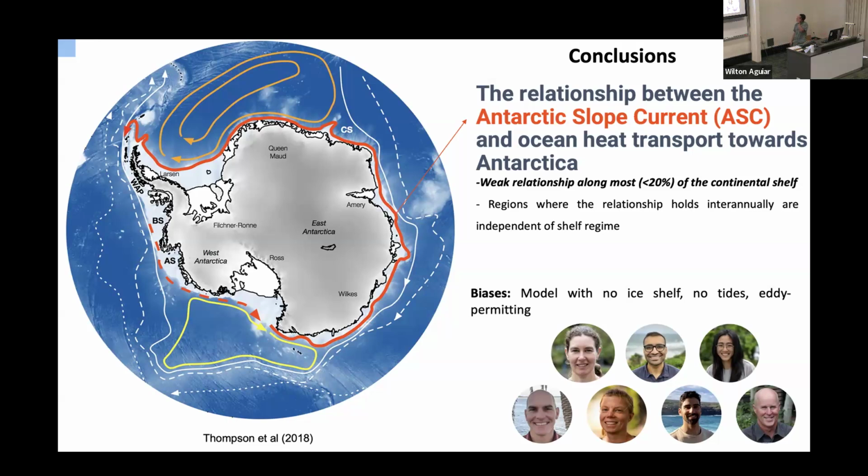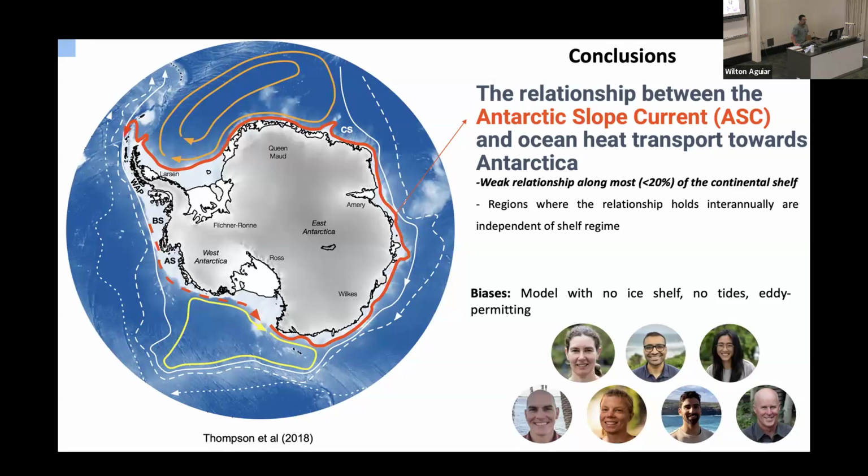I have a question for you. The vast majority of the mass loss is occurring in Pine Island and Thwaites, which didn't show up at all. So does that mean that the ASC is just not a factor that's causing most of the mass loss? That's what we interpret from it.